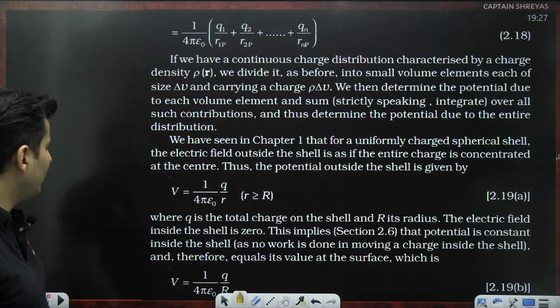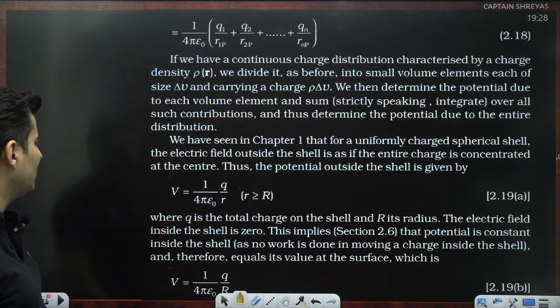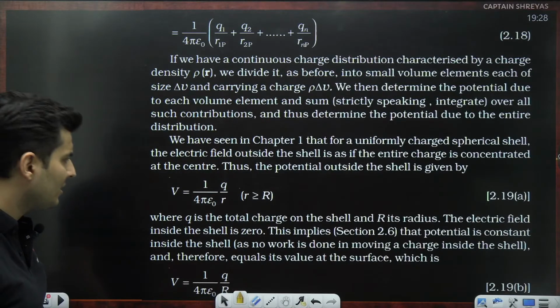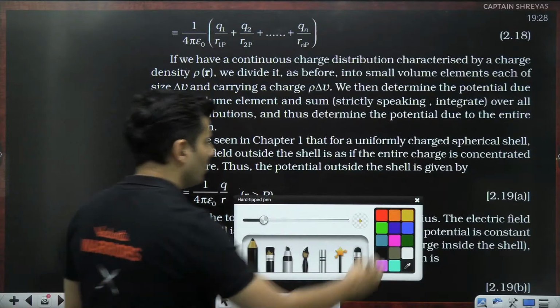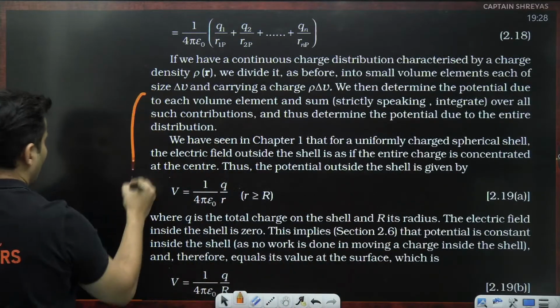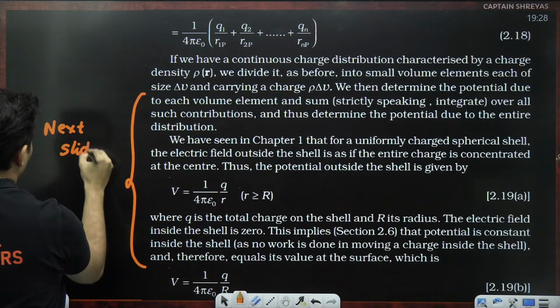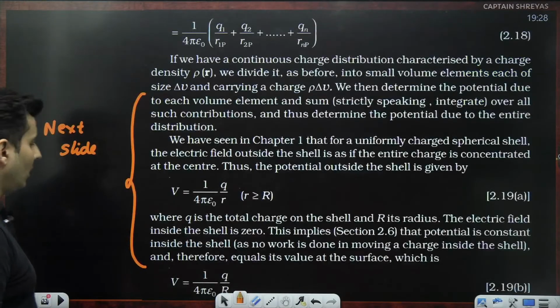Now, in the next part, what they say is, we have seen that for a uniformly charged spherical shell, the electric potential outside the shell is as if the charge is concentrated at the center. Thus, the potential of the shell is given by this, where q is the total charge on the shell and R is the radius. For r less than R, the field inside is 0. This implies potential is constant inside the shell as no work is done, and therefore the electric potential equals the one on the surface. Whatever is explained over here, I will explain on the next slide. Don't worry.